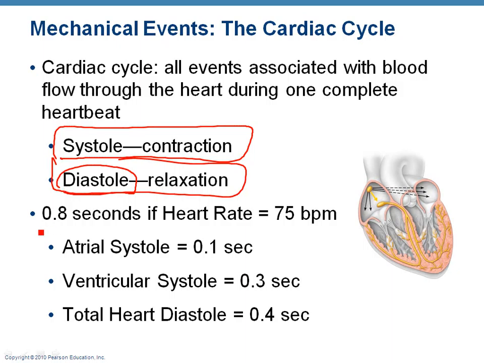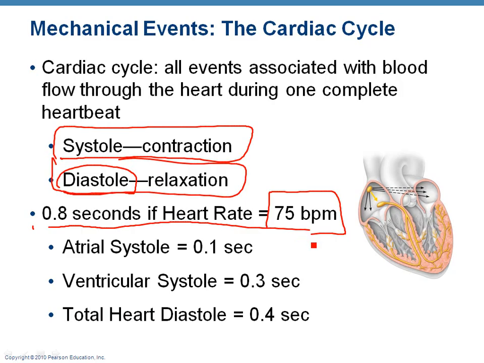We're going to go through a pretty drawn out little story here about what has to happen for one heartbeat. But keep in mind, if your heart rate is 75 beats per minute, as it is with a typical average adult, all of these things that we're getting ready to talk about occur in about 0.8 seconds. So these things are pretty quick.